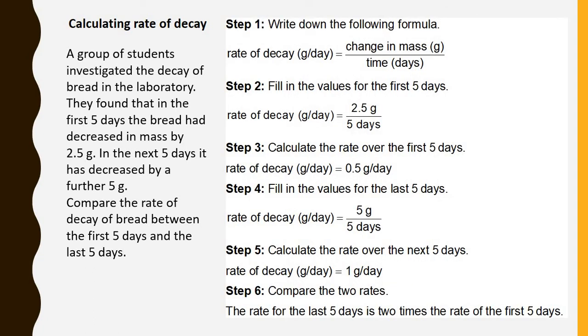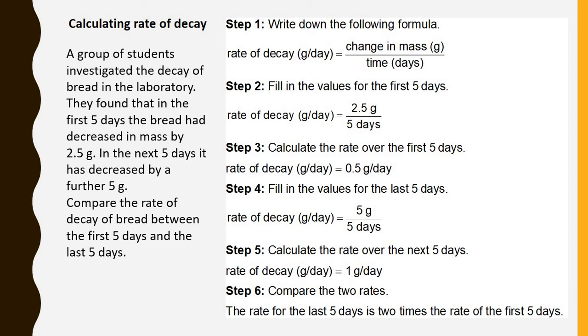Okay, so quite a complicated step. First of all, we're going to write down the following formula. Our rate of decay is the change in mass, in grams, divided by time. In this case, we're looking at grams and days, because the question asks specifically for that. You may need to change units, but the questions are specifically for that.